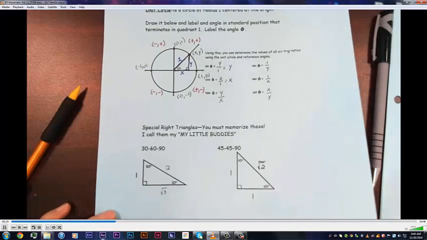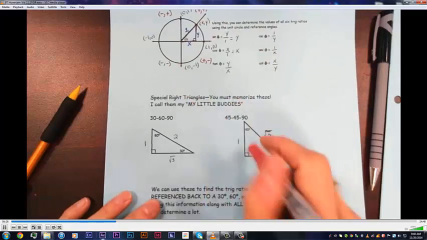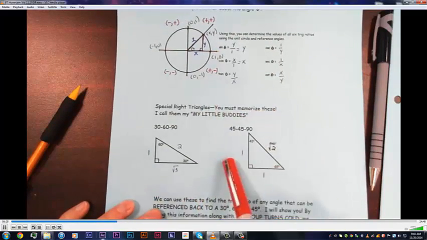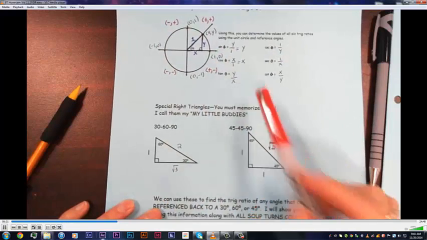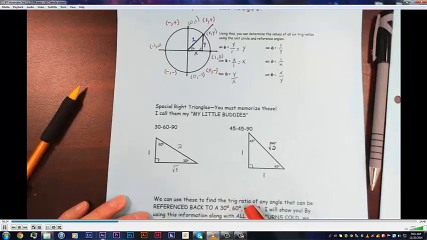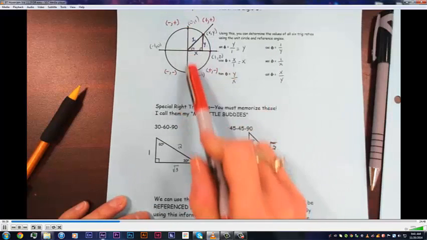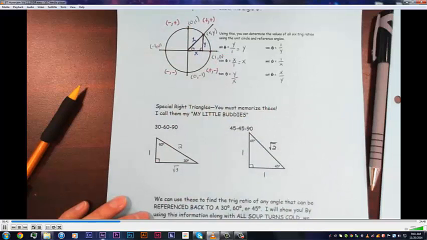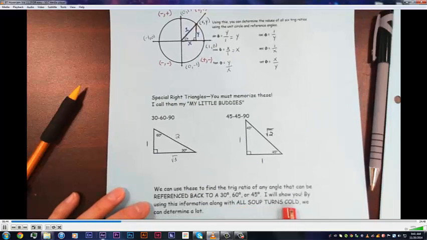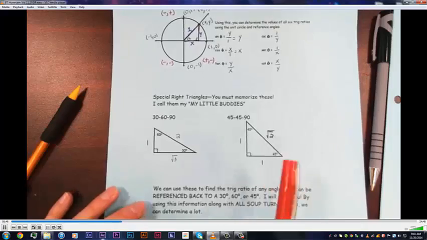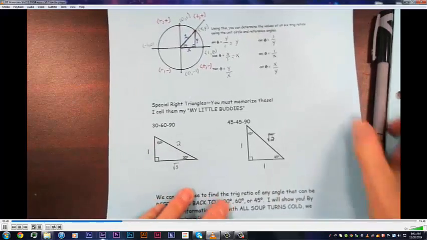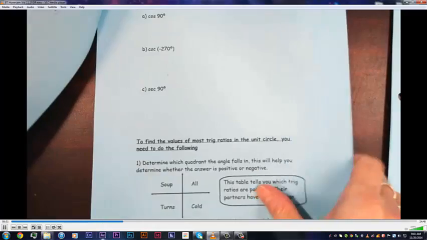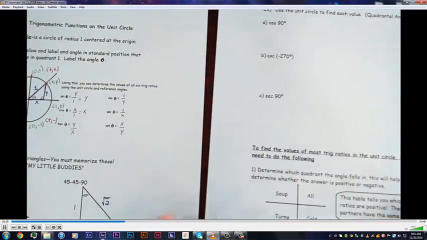All right, you're going to be able to use this information using the 30, 60, 90s in here, our quadrantal angles in these ratios to help us figure out trig ratios of angles that have reference angles of 30, 60, and 45 or are actually quadrantal angles. Now I'm going to come back to this little mnemonic device, the all soup turns cold, in a little bit on the other side. Actually, what I would encourage us to do is rip this paper apart because we're going to keep coming back to this at the same time. So go ahead and rip your notes apart. You can restaple them later.